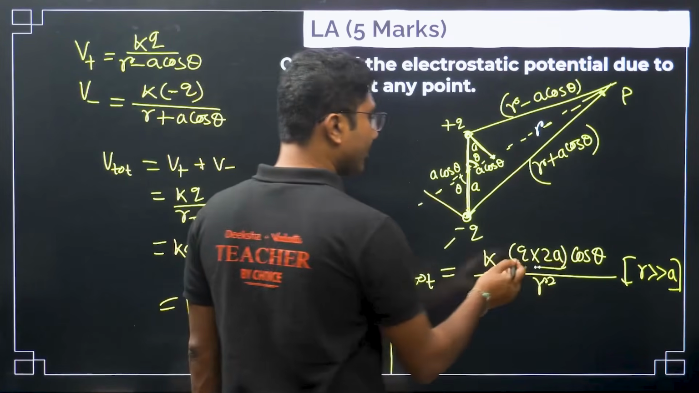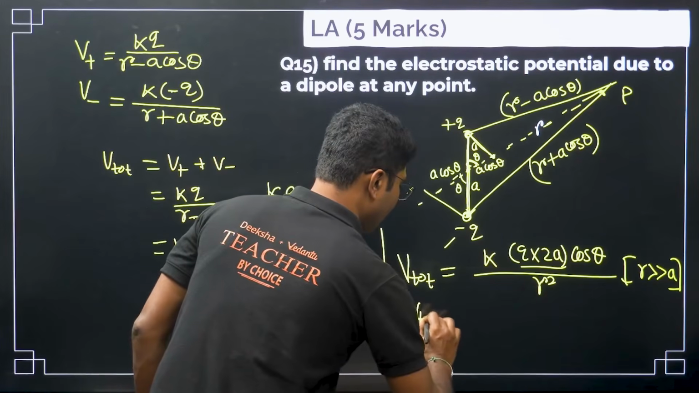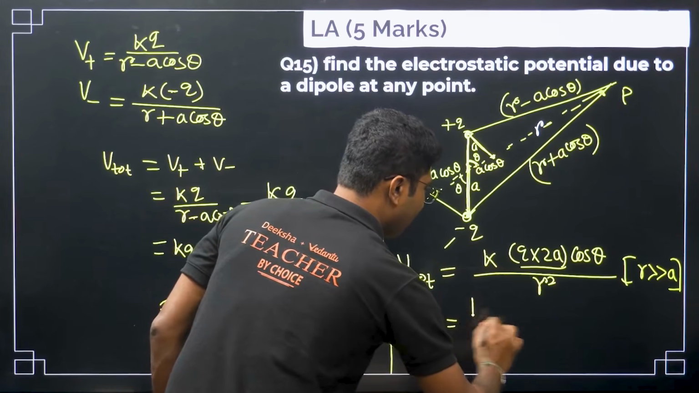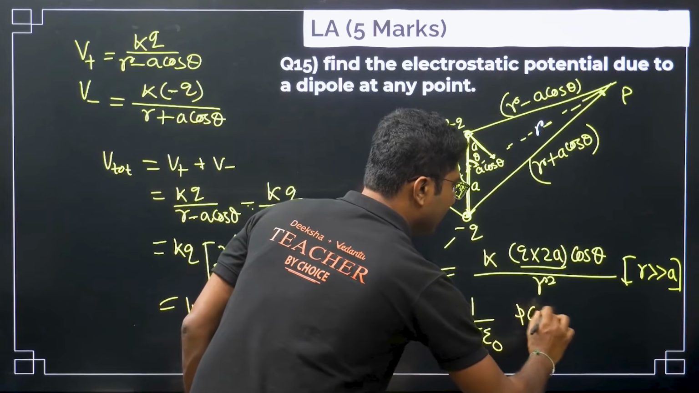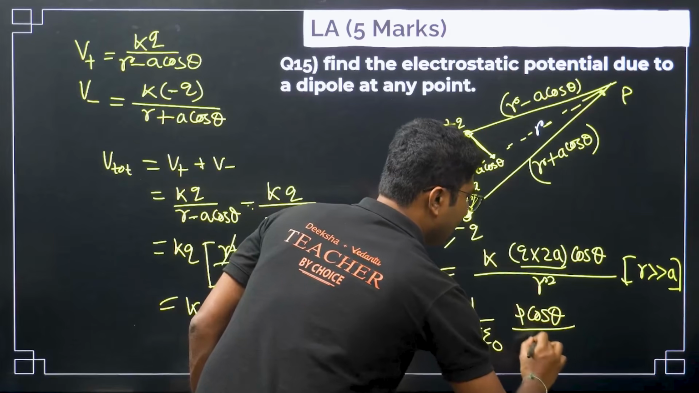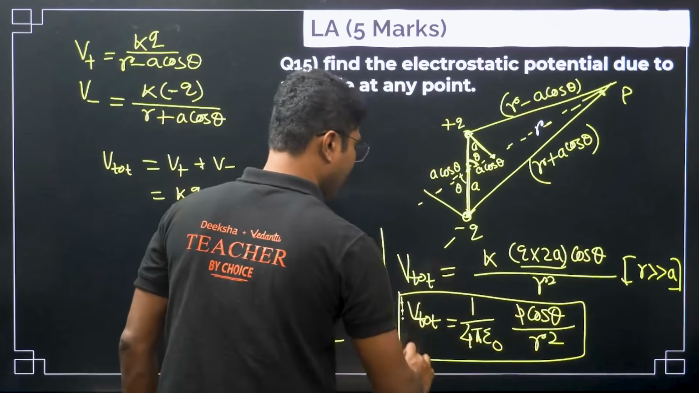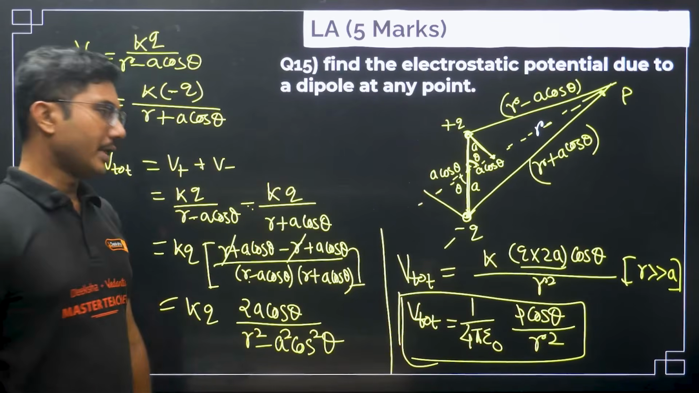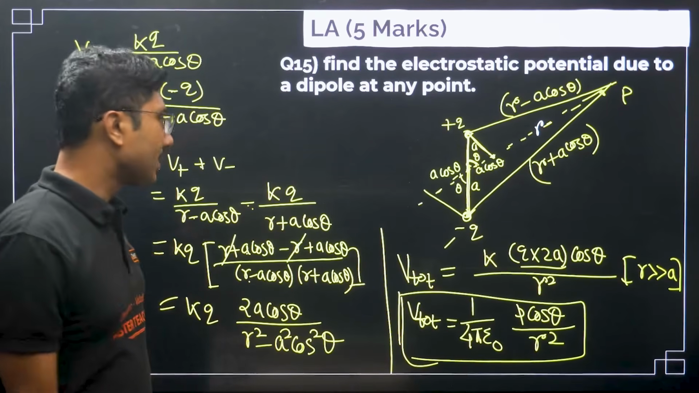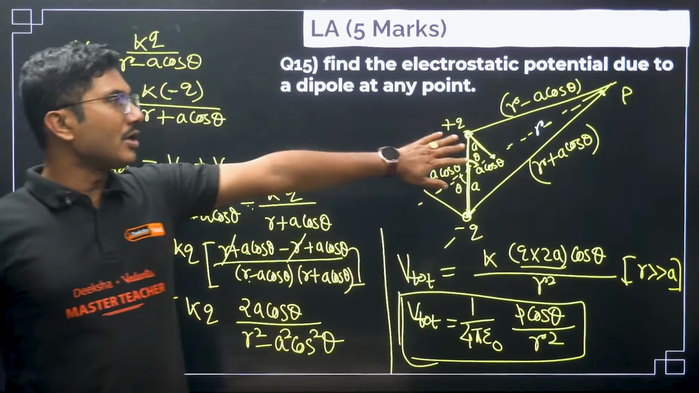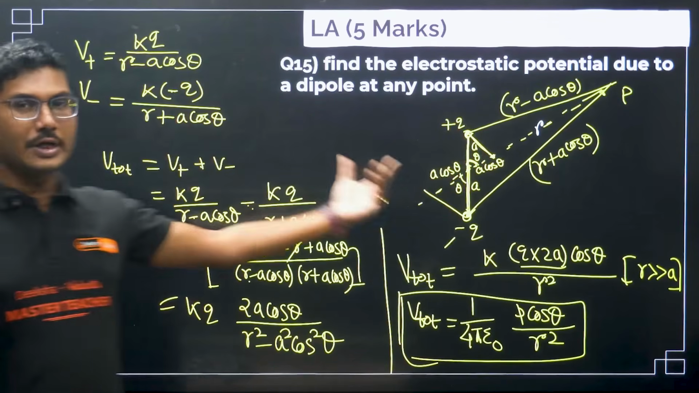So what is Q into 2A? Q into 2A is the dipole moment. So V total will be, with K as 1 by 4 pi epsilon naught, P cos theta divided by r squared. So this is the electric potential due to a dipole. We have done the electric field due to a dipole, and the electric potential due to a dipole as well. The only thing you have to do is draw this diagram properly. The rest of the derivation, as you can see, is simple.